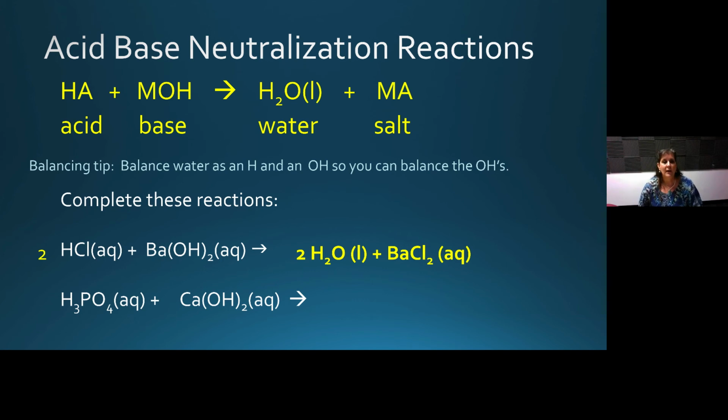All right, I want you to try the last one on your own. H3PO4 aqueous plus Ca(OH)2 aqueous. I want you to write your products, states, and balance. Okay, those are the 3 steps. Write your products appropriately, check your charges. Write your state, solid, liquid, gas, aqueous. Check your charges again, and then last is balance.